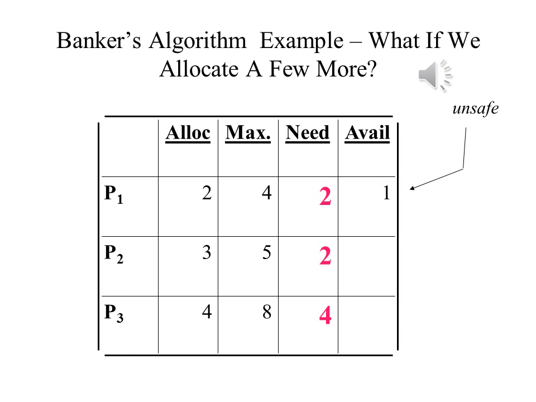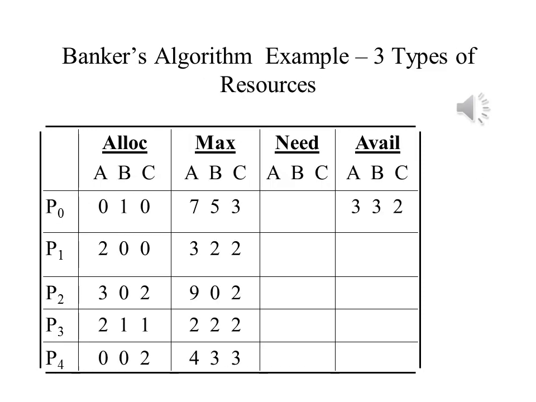Let's allocate 2 instances of our resource to P1 and 1 more to P2. With only 1 instance of the resource left, there is no process whose potential need can be met. So we cannot be certain that any will run to completion. The system is in an unsafe state, and the allocation was not a prudent move.